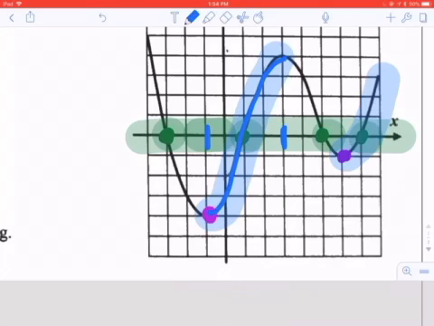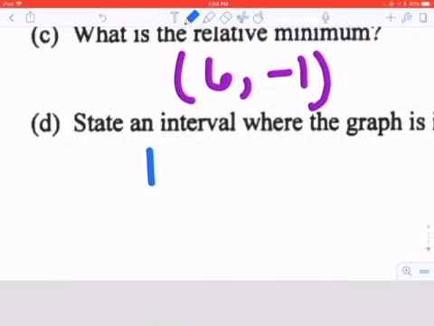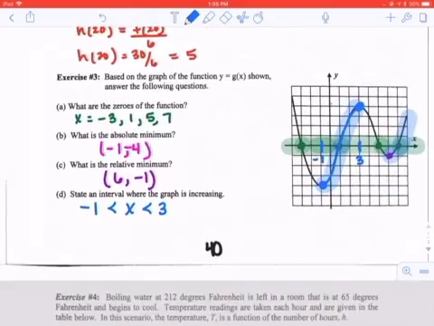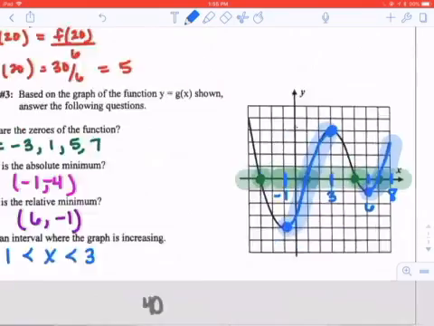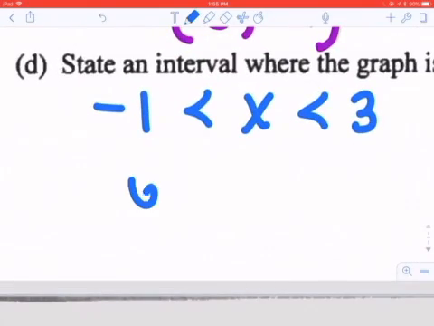When is it happening? So it starts increasing here at negative 1 and stops increasing here when x is 3. So we would say negative 1 is less than x is less than 3. All right, we're also increasing here from this point to here where our graph ends at this point, and this is 6, and this x value is 8. So it's also increasing over the x values of 6 is less than x is less than 8.